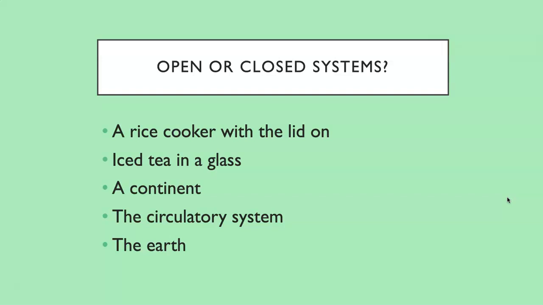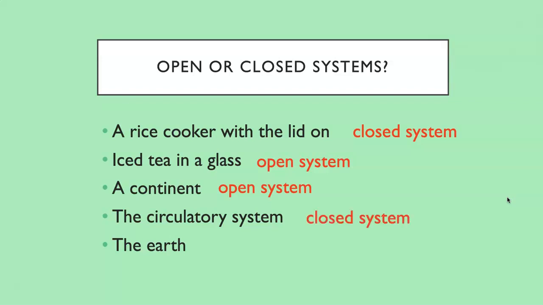Okay, so a rice cooker with a lid on would be a closed system. Iced tea in a glass would be an open system, just like the bottle of water with no cork. A continent would be an open system. Things can go onto the continent, things can leave the continent. The circulatory system, a closed system, unless you're bleeding and then you've accidentally opened it. Many systems in the body are closed systems.